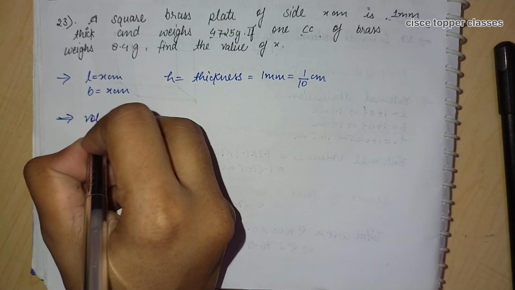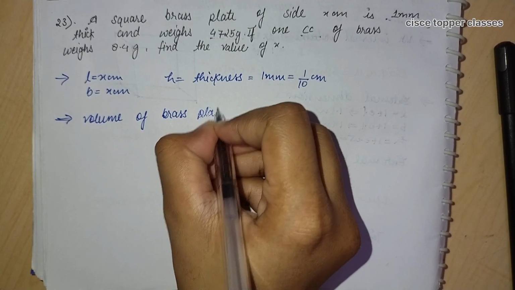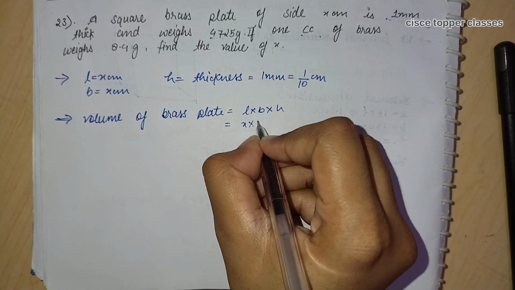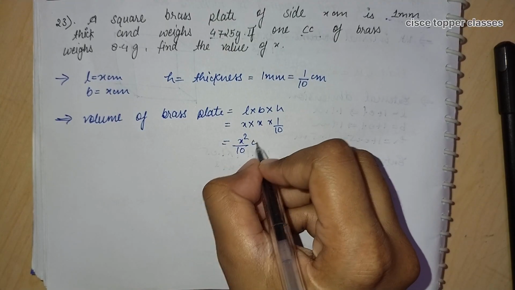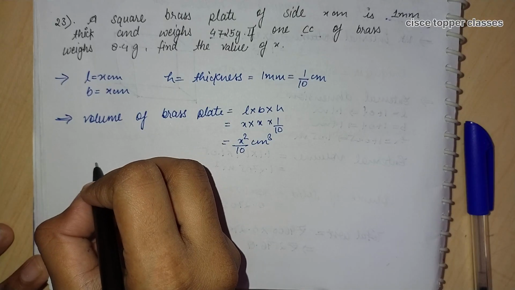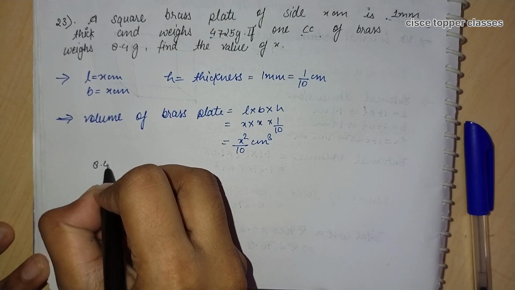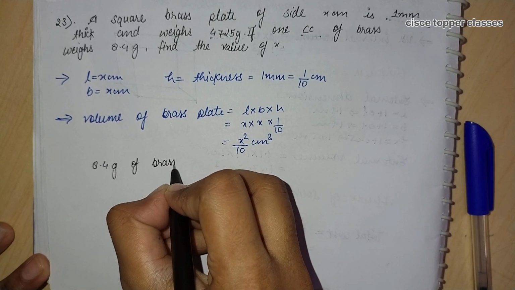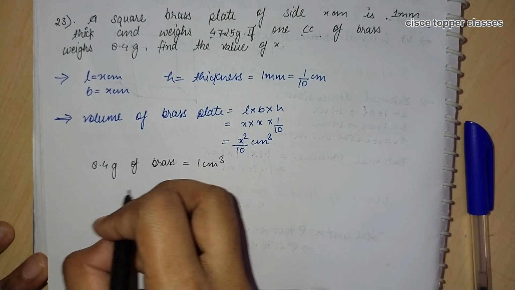Now if you want to find the volume of this brass plate, the volume of the brass plate will be length into breadth into height. This is x into x into 1 by 10, which means x square divided by 10 centimeter cubic. Now here it is given that 1 cubic centimeter of brass weighs 8.4 gram. So 8.4 gram of brass is equal to 1 cubic centimeter.